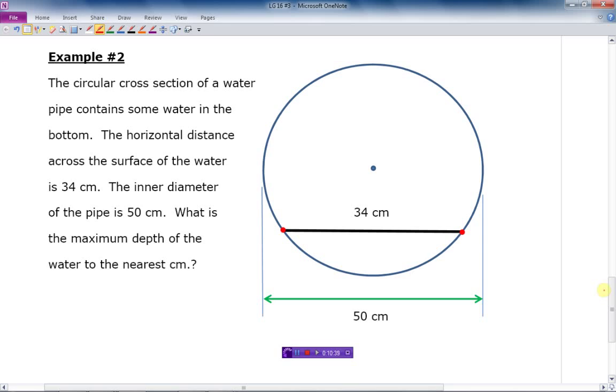So in other words, the water is here in the pipe. It's laying on the bottom of the pipe, flowing through, just laying in there. And the horizontal distance from the surface of the water is 34 centimeters. So this distance across here is 34. The inner diameter of the pipe is 50. I've got that 50 down there. So the pipe is 50 across at the diameter at the middle of it.